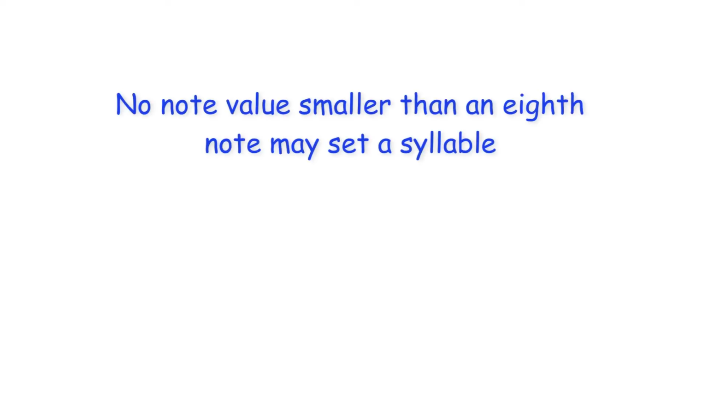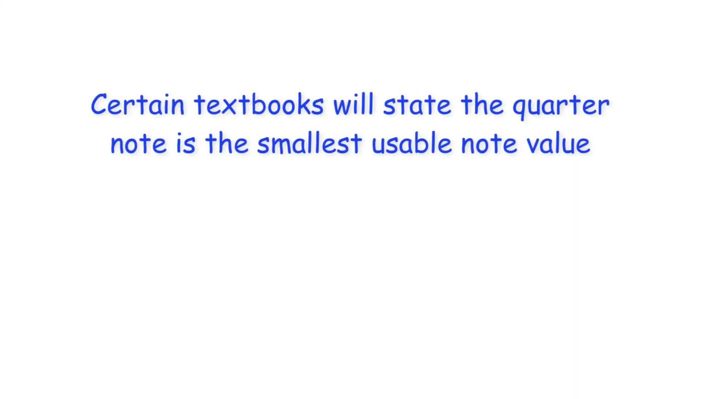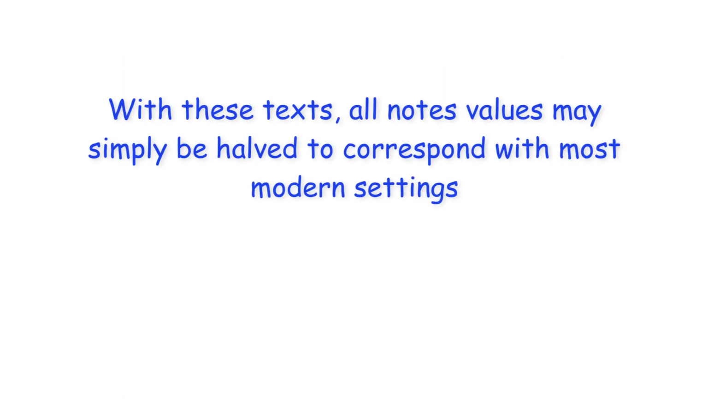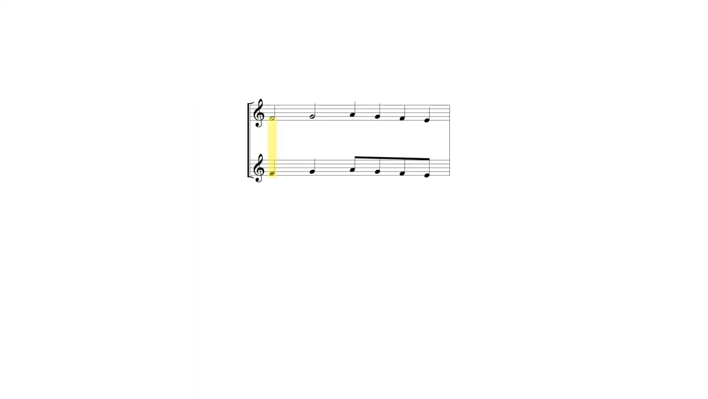No note value smaller than the 8th note may set a syllable. Be aware, however, that certain textbooks will state the quarter note as the smallest usable note value. These textbooks use larger note values to approximate the look of many actual notes in Renaissance music, and typically use the half note as the standard note value. With these texts, all note values may simply be halved to correspond with most modern settings. For example, a half note becomes a quarter note, and a quarter note an 8th note.